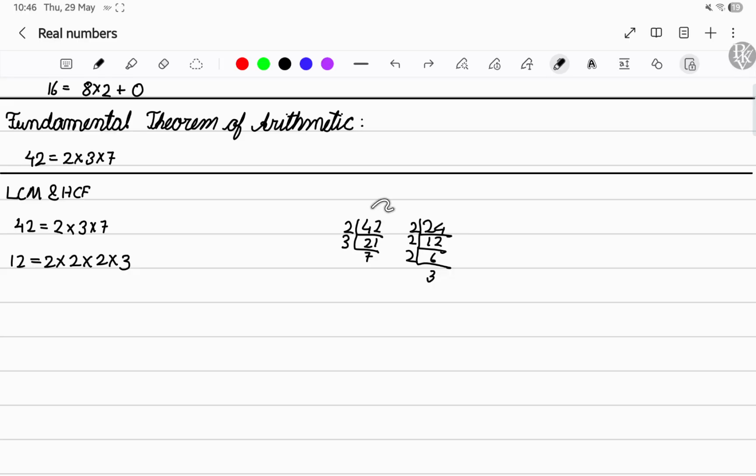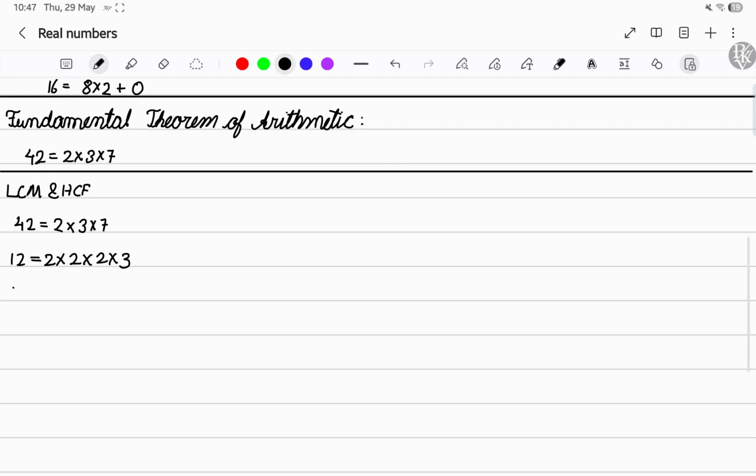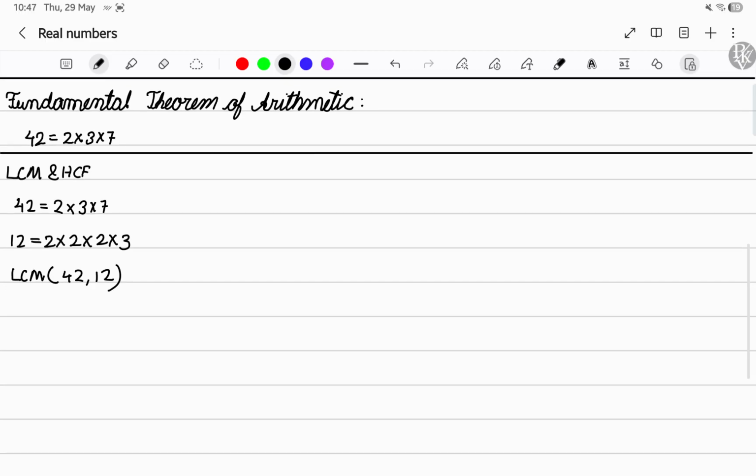Before we continue, this is called the prime factorization of 42. And this is called the prime factorization of 24. You can find the prime factorization by this method. Now if we continue, if you are asked to find the LCM of 42 and 24, try to see if there is anything common here. A 2 and a 2 are common.